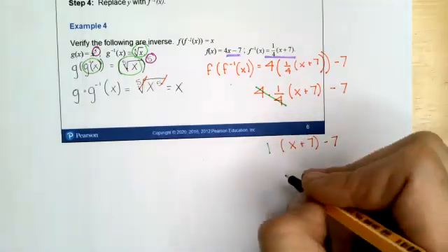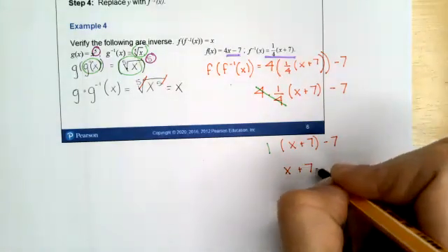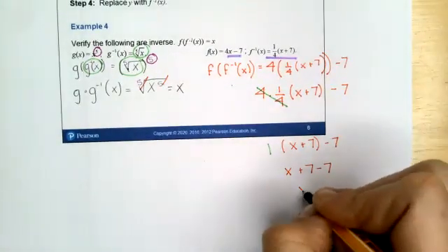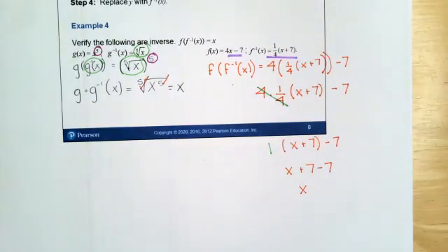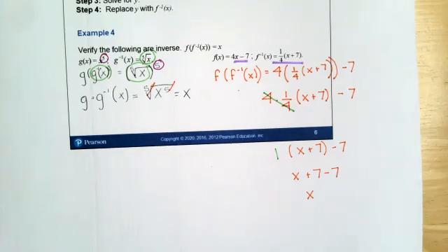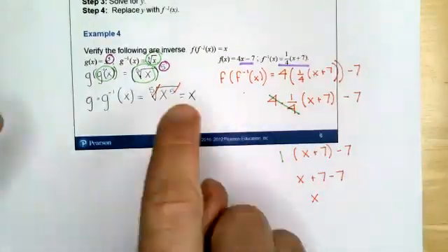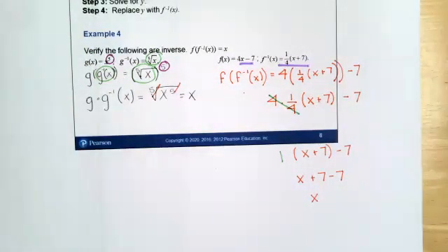I don't need to distribute the 1 because it's just 1. So it's x plus 7 minus 7 equals x. Okay. So I just proved that those are inverses of one another algebraically by putting in. And you can put it in whatever order, right?